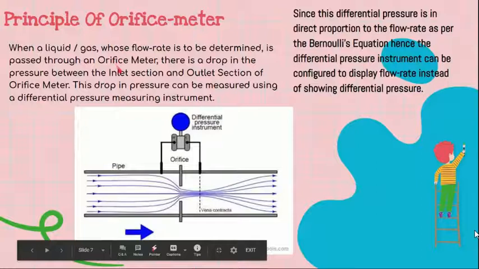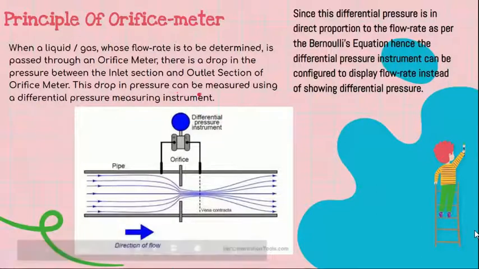This drop in pressure can be measured using a differential pressure measuring instrument, which we can see in the diagram. Since this differential pressure is in direct proportion to the flow rate as per Bernoulli's equation, the differential pressure instrument can be configured to display the flow rate instead of the differential pressure.